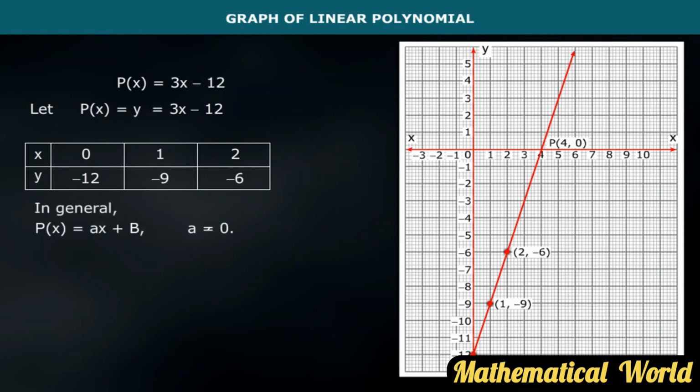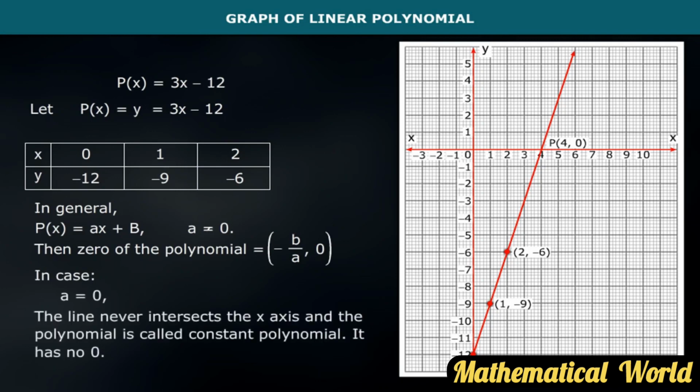In general, if the linear polynomial is p(x) equals ax plus b, where a is non-zero, then the zero of the polynomial occurs only for one point, that is (minus b by a, 0). And in case a equals 0, the line never intersects the x-axis and the polynomial is called constant polynomial. It has no zeros. Here we will understand the geometrical meaning of zero of a linear polynomial.